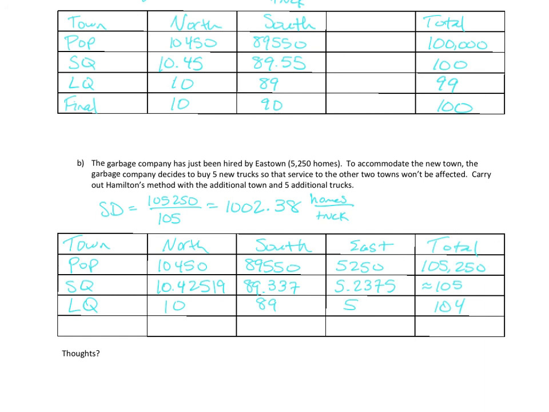We have one extra truck. So we should decide where to send it by looking at the decimal portion and choosing the largest. It looks like Northtown has the largest decimal, 0.42 compared to 0.337 and 0.2375. So we give the extra to Northtown. They get 11, 89, and 5. That makes 105.